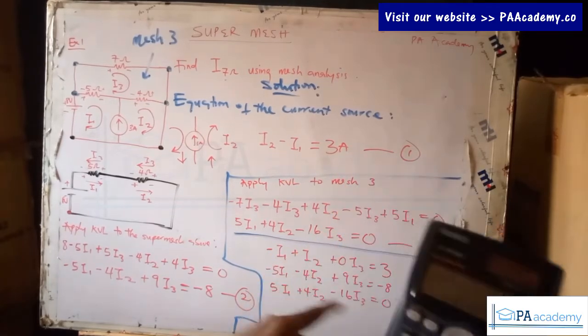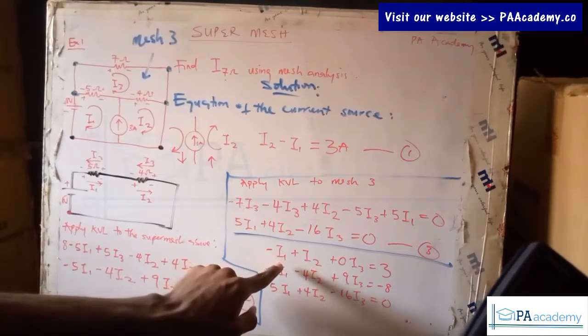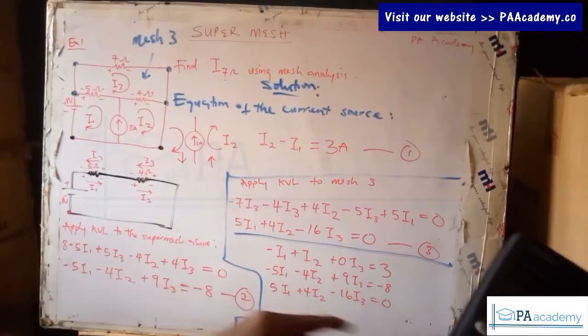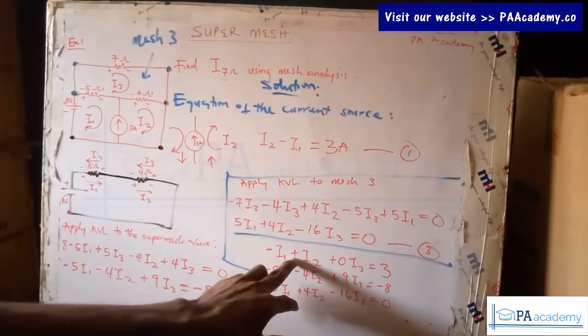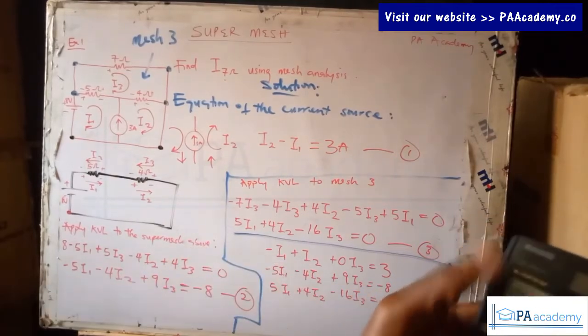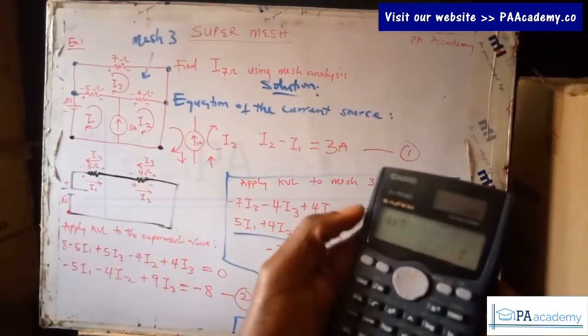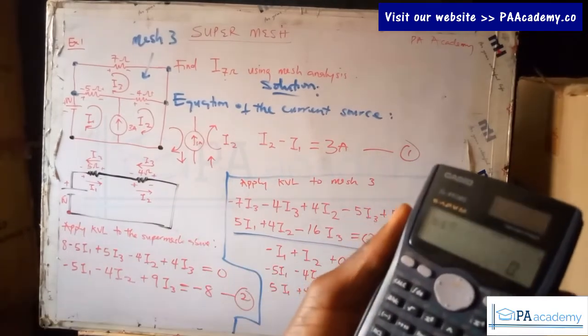Where we have A1, we are going to give it minus 1 because we are having minus I1. It's just like there's a 1 value here. Sorry, it's supposed to be minus 1 because we're having minus. You can just go back. So that's minus 1. For I2, the value is plus 1.